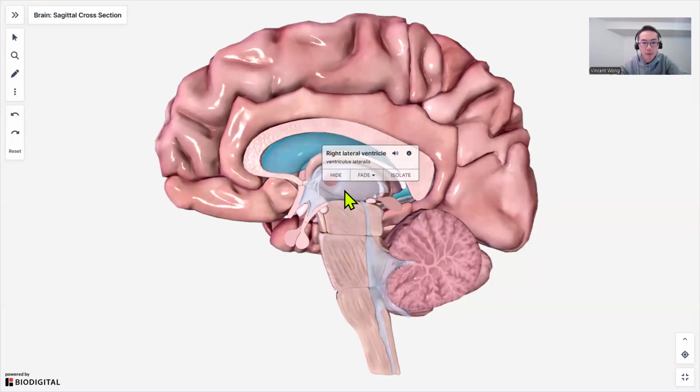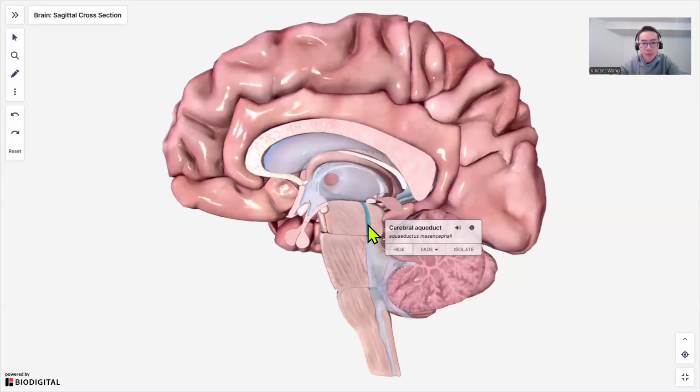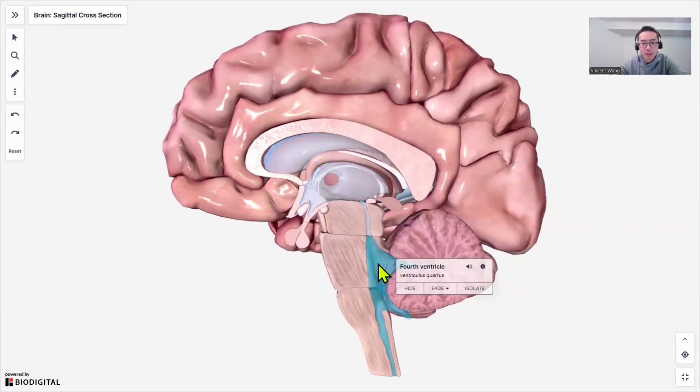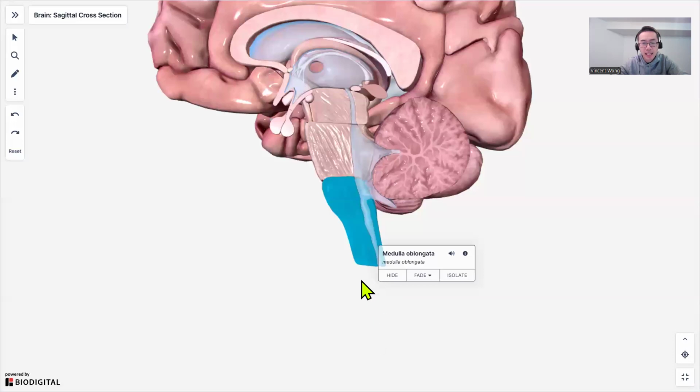Okay, so lateral ventricle, third ventricle, and then it's going to drain through the cerebral aqueduct into the fourth ventricle. Right? So the fourth ventricle is a triangular thing, and it continues to extend downward. This is part of your brainstem. We have the medulla oblongata, and of course, this is going to exit the base of the skull, and it will become the spinal cord.